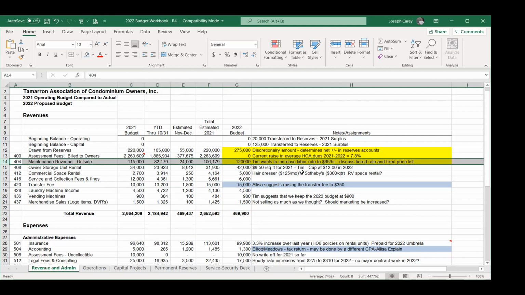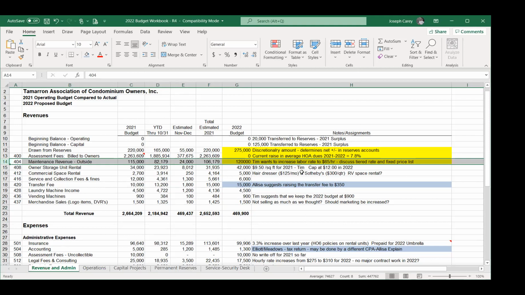Right now, the current labor billing rate is $50 an hour. Tim wants to increase that to $65 an hour. Tim, I'm gonna let you talk about that. I propose to increase the hourly billing rate from $50 to $65 per hour.